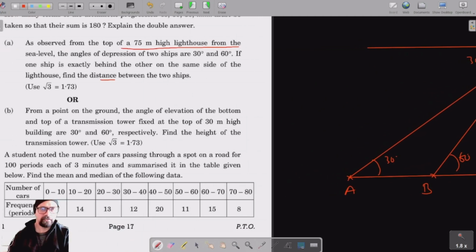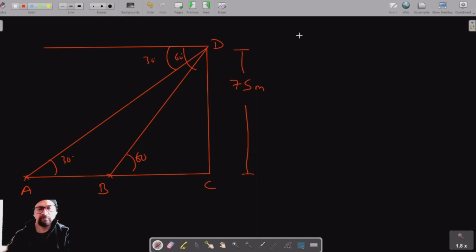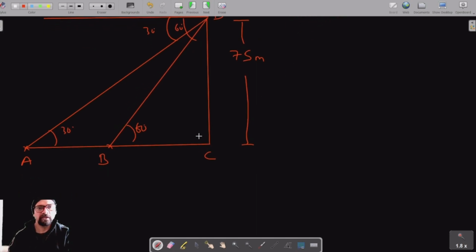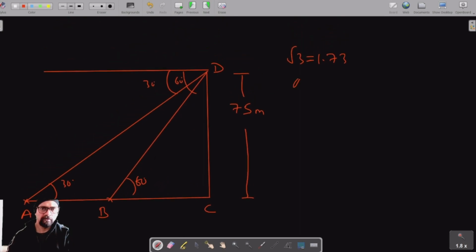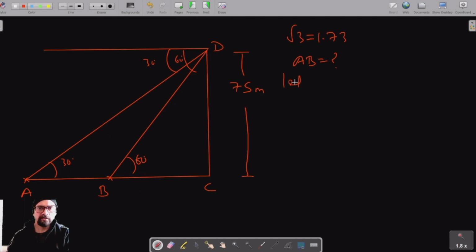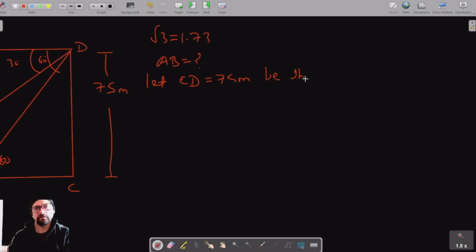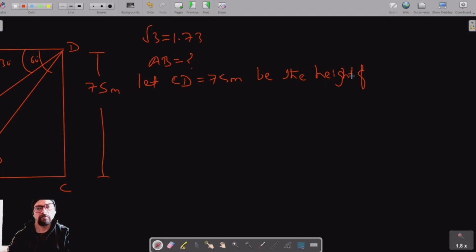Now we have to find the distance of the two ships. It's given that we have to take the value of root 3 is equal to 1.73, and the distance between the ships is AB. So AB we have to find. Let's declare what we have assumed. So CD is equal to 75 meter, the height of the lighthouse.